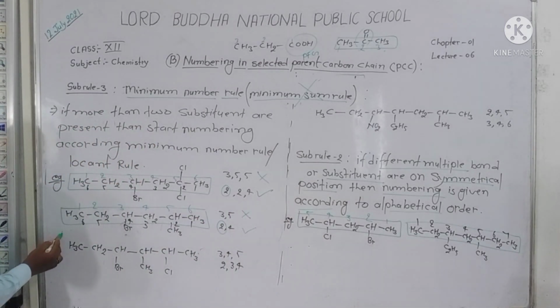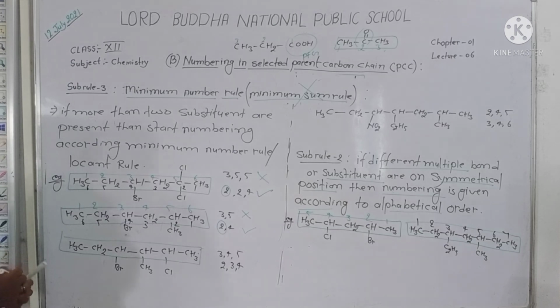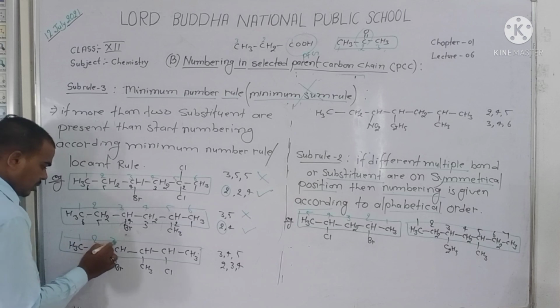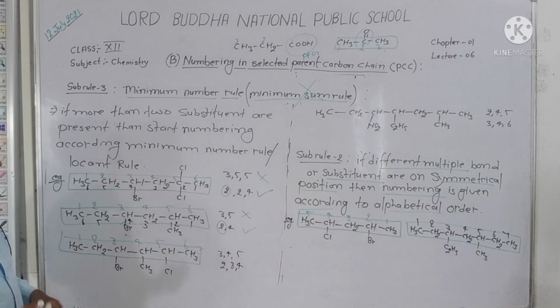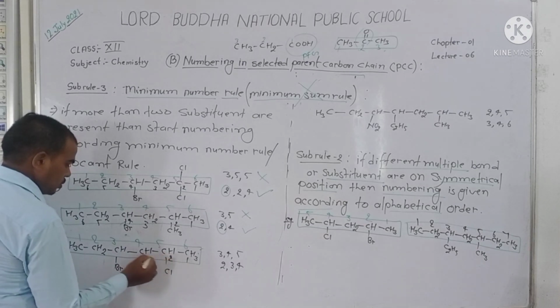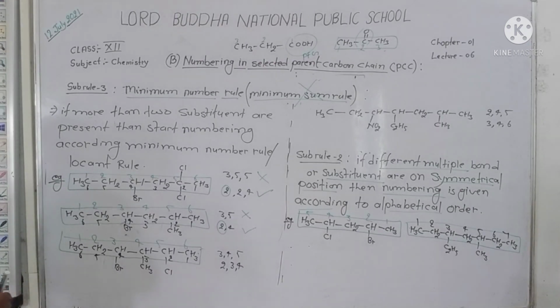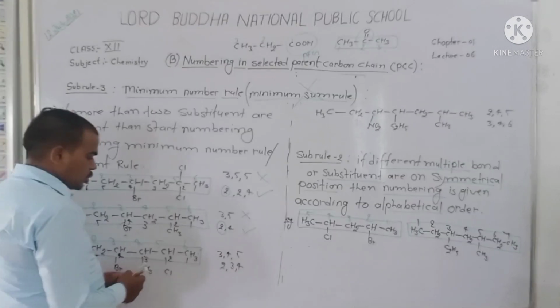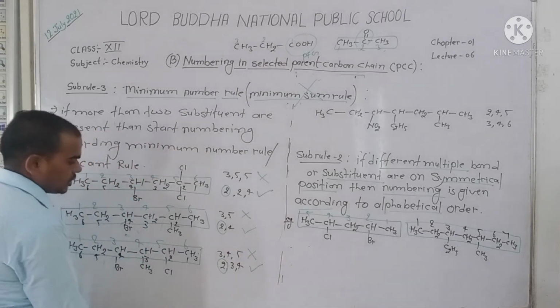Now select a PCC here. When counting from here, 1, 2, 3, 4, 5, 6, you get substituents at third, fourth and fifth. But if you count from here, 1, 2, 3, 4, 5, 6, then you get substituents at 2, 3 and 4. And you know that 2 is the lowest number compared to 3. So this one is right, and the other is wrong, because this has the lowest number.